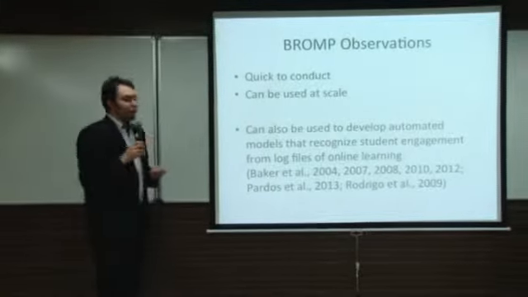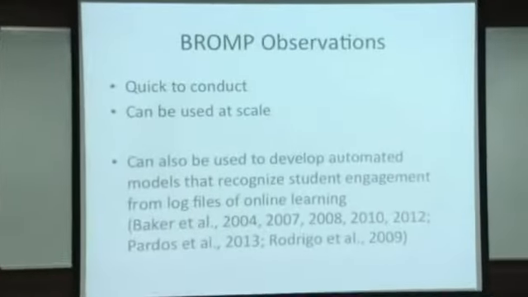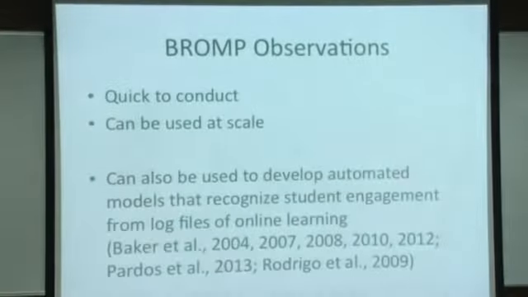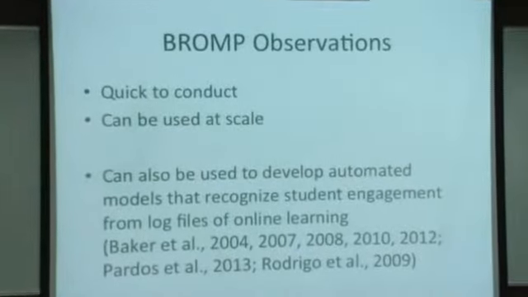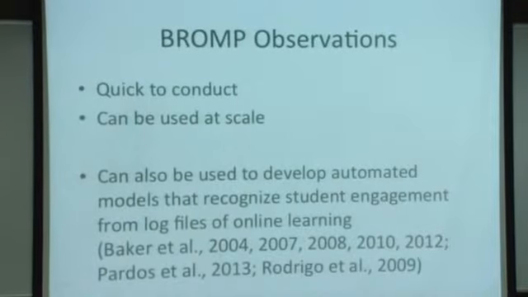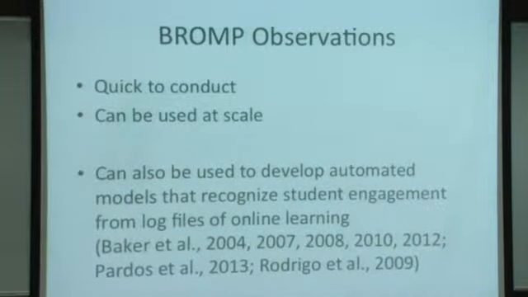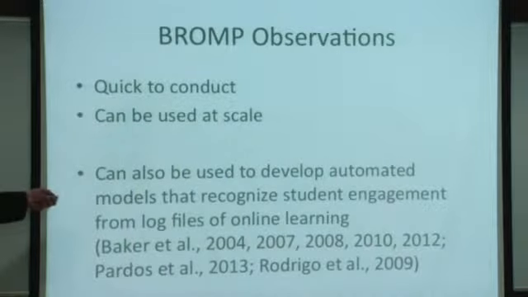So BROMP observations are really quick to conduct. Once you're an expert in it, you can conduct an observation typically on the average every 8 seconds, which allows you to get a lot of data. They can be used at huge scale. Since you can do it fast, you can get a lot of data. And they can also be used to develop automated models that recognize student engagement from log files of online learning, which is a lot of what I've done in the United States.